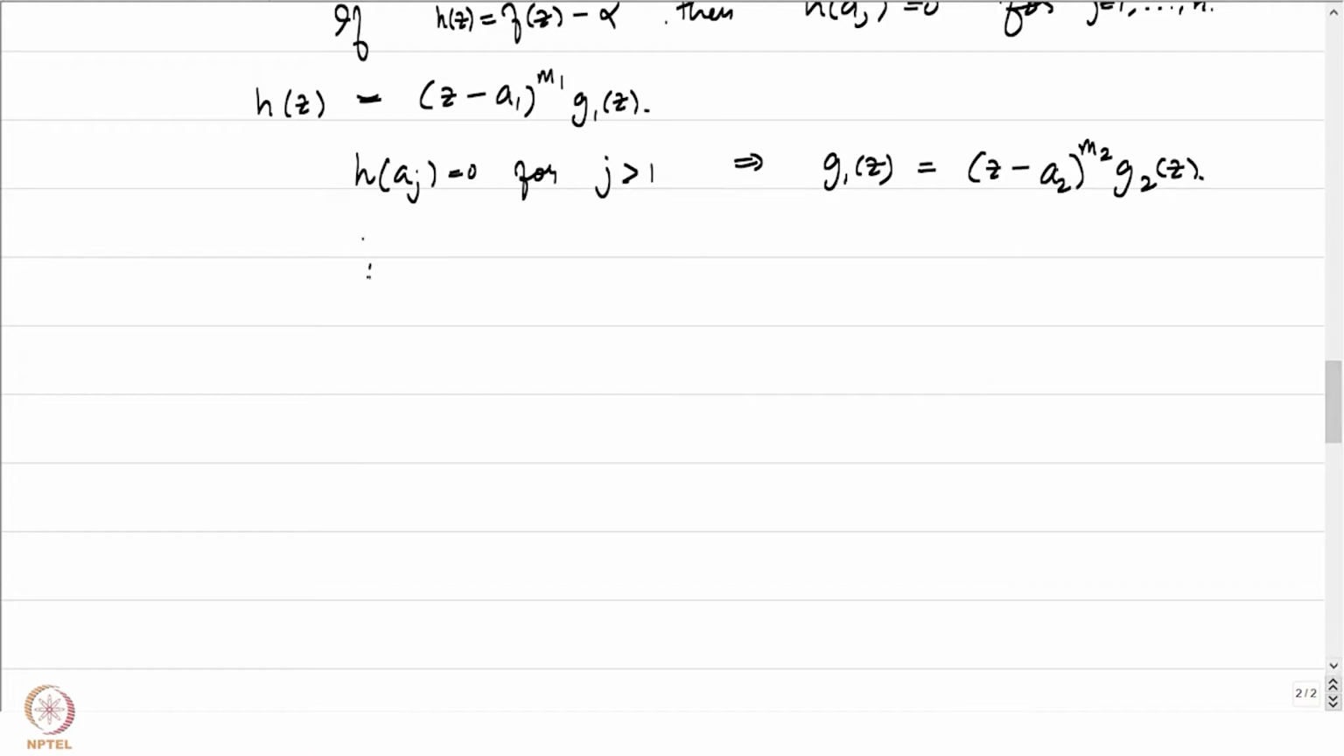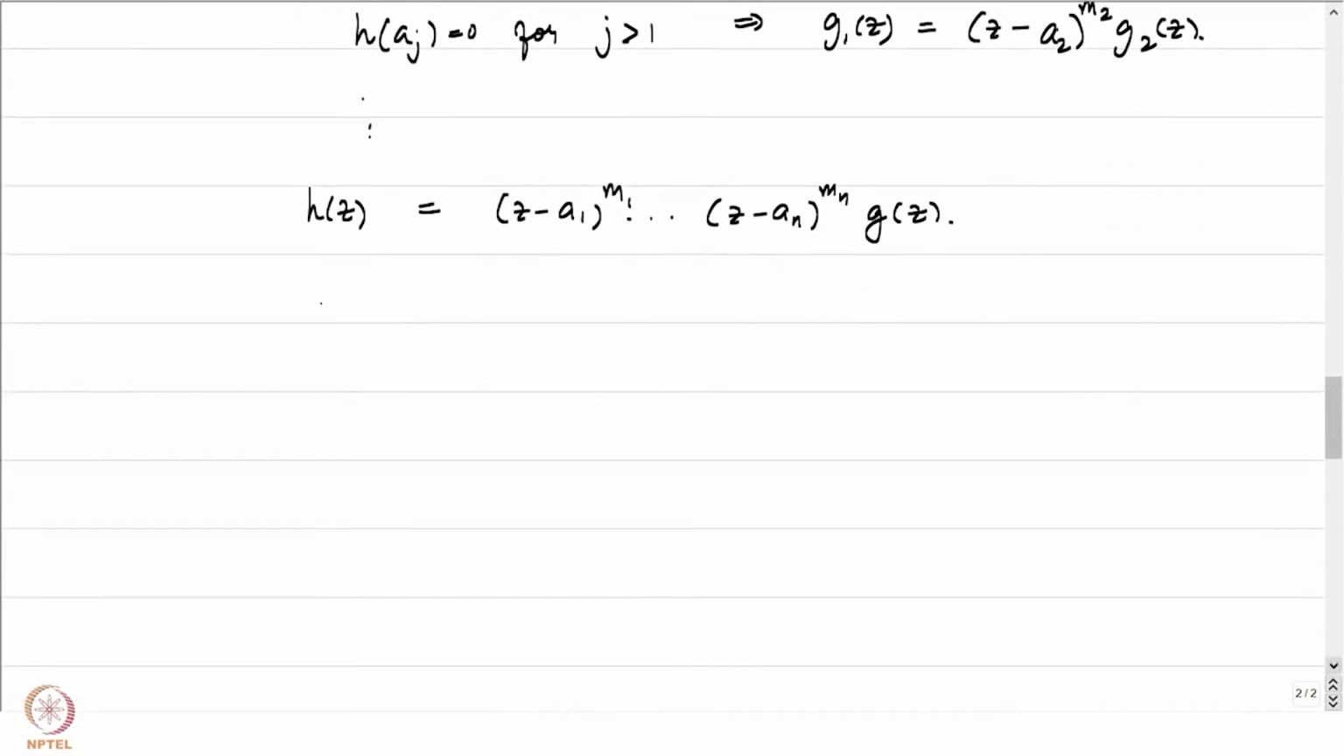And finally we will be able to write h of z as being equal to z minus a1 to the power m1 up to z minus an to the power mn into some function g of z. Now the good thing about g of z is that this does not vanish in omega, because if it vanishes in omega, that will be a zero of h, but we know exactly what the zeros of h are.